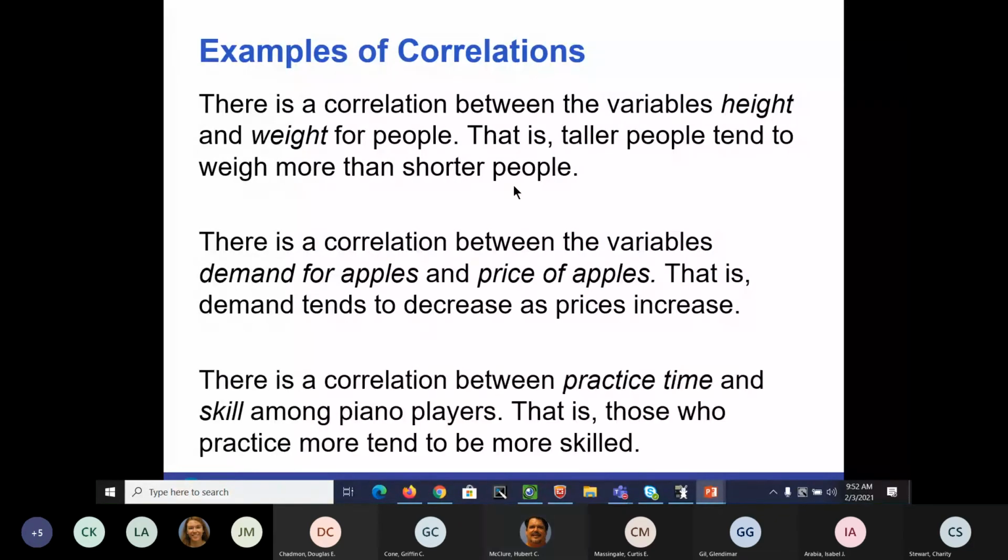Next. There is a correlation between practice time and skill. Yes. Unless you're gifted and talented, which are outliers, the more you practice, the less you suck. And that's true with everything. It's called extra practice and hard work.